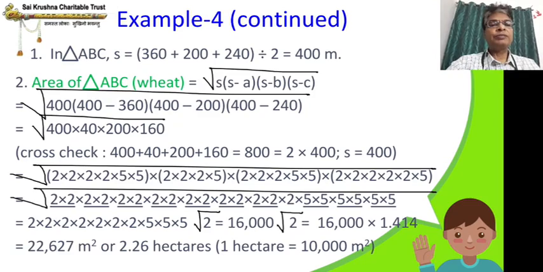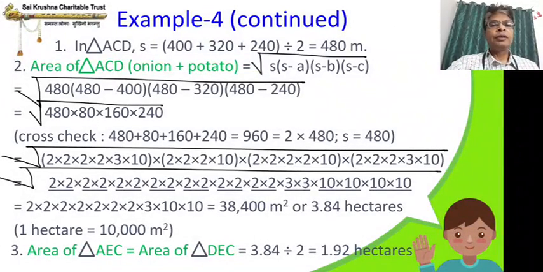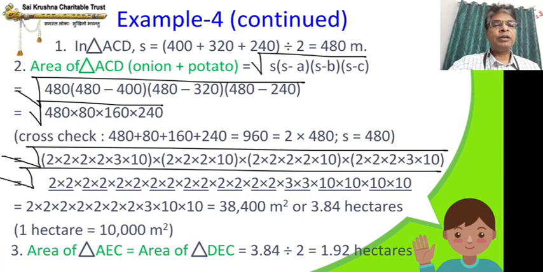Now we'll go to the next page. Again same, this is now triangle ACD, all steps are same. And then finally you can see at the end, step number 3, area of triangle AEC equal to area of triangle DEC equal to 3.84 divided by 2, 1.92 hectares. So you can pause the video and check with your notebook, whatever you have done and whatever is there here, both are matching. We'll go to the next page.